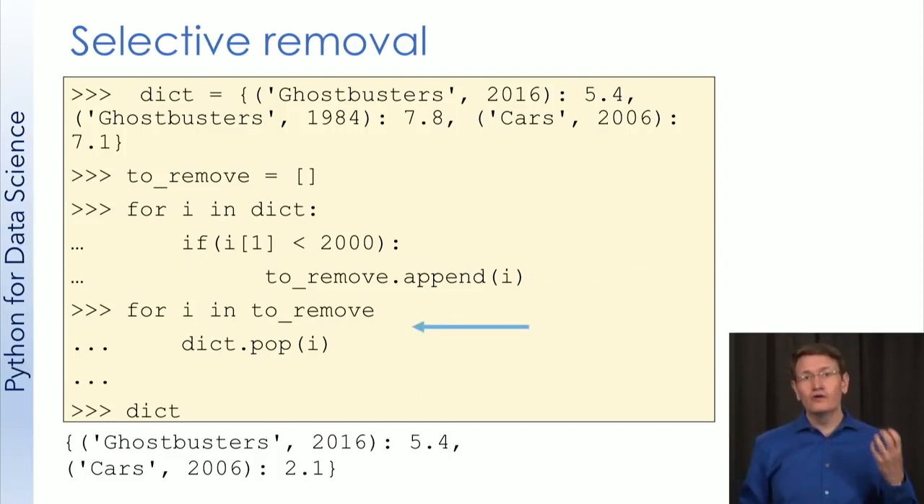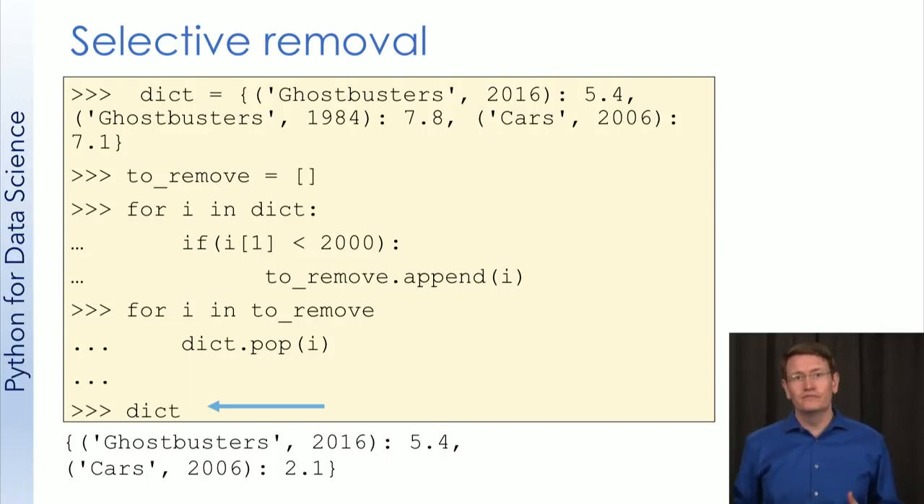Now, in our overall step 2, I'll just iterate back through the toRemove list and remove the keys in that list from the dictionary. When the code is done, we can check the dictionary and find that the movies before the year 2000 have been removed. I should note that there are slightly fancier ways to do this, but I find this way to be considerably more readable.